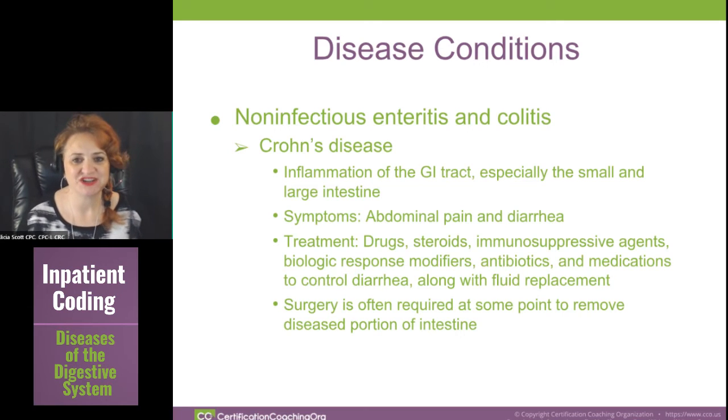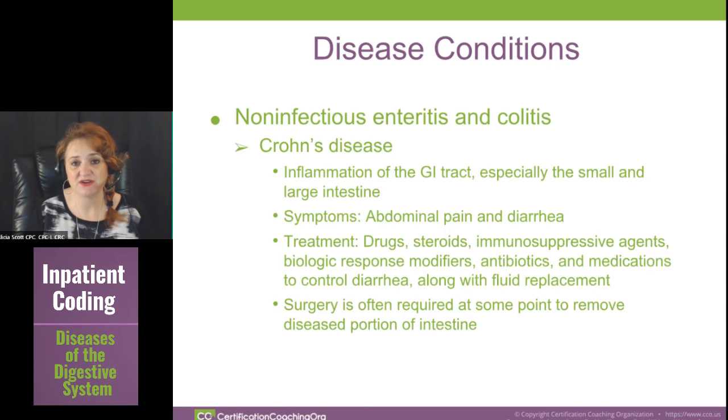We can have non-infectious enteritis and colitis. That would be Crohn's disease. Very difficult disease to live with. The GI tract, especially the small and large intestines, are inflamed, and it kind of runs like a constant inflammation. Abdominal pain and diarrhea, you just live with it. It's a constant in your life. What do you do? Well, they can give you medication to help it and treat the signs and symptoms. Steroids help. Immunosuppressive agents have been known to help.